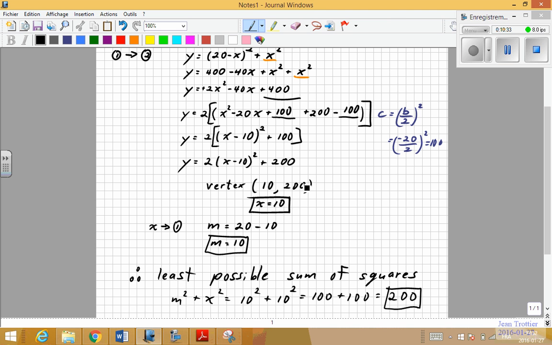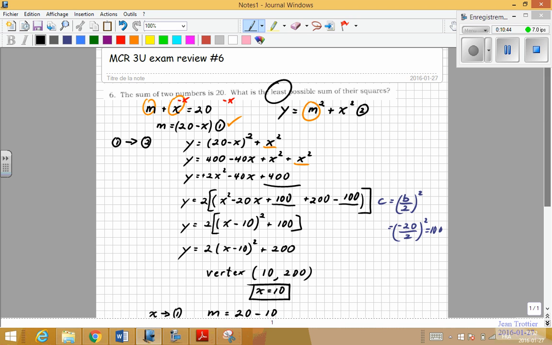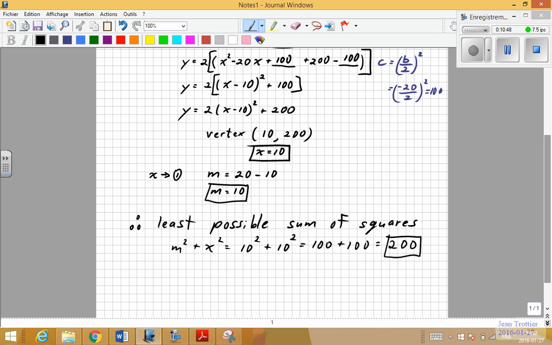We could have used the value of 200 from the vertex, but here we went back to our original question which asked for two numbers, and we used those numbers with the sum of squares, which is y equals m squared plus x squared, to determine that it's 200.